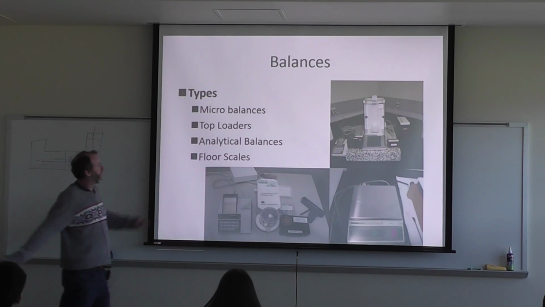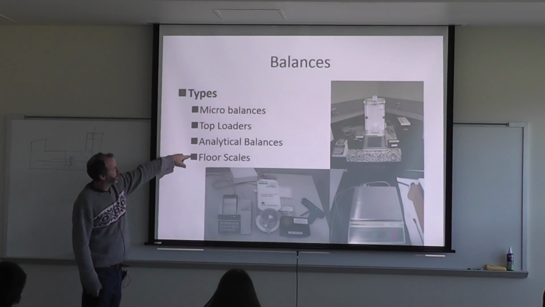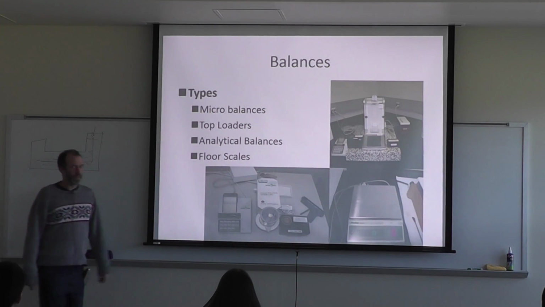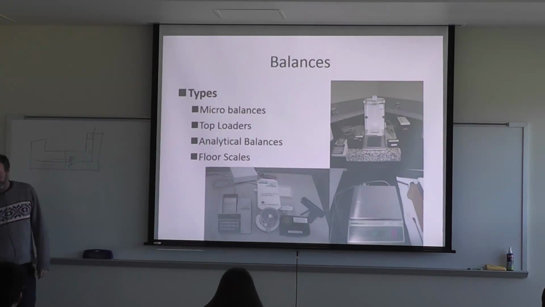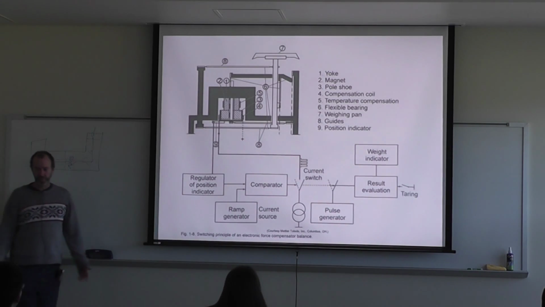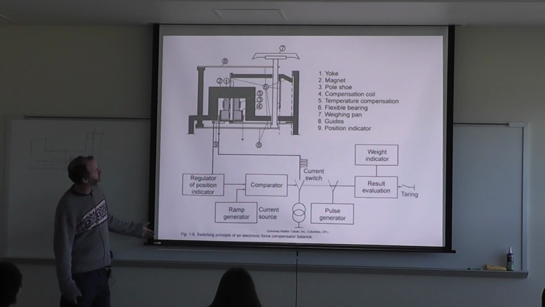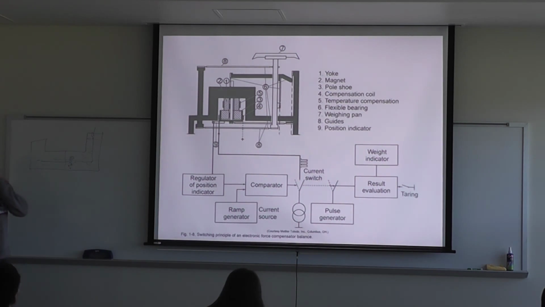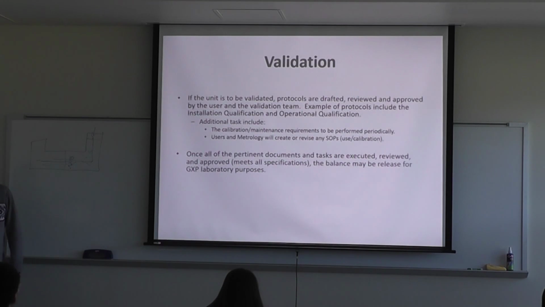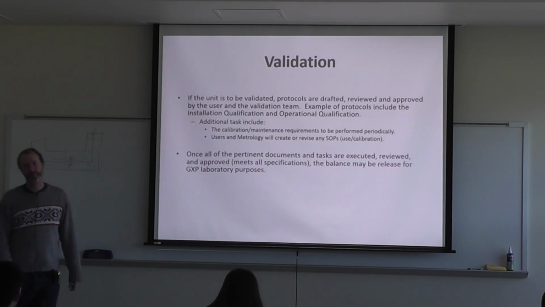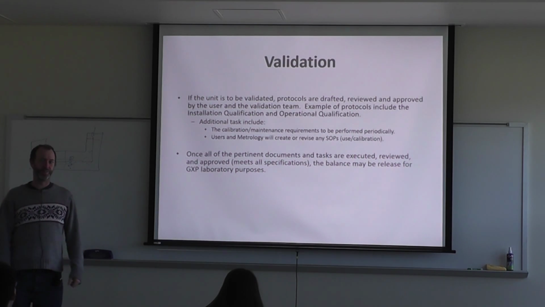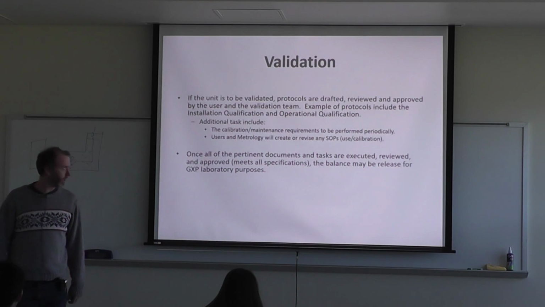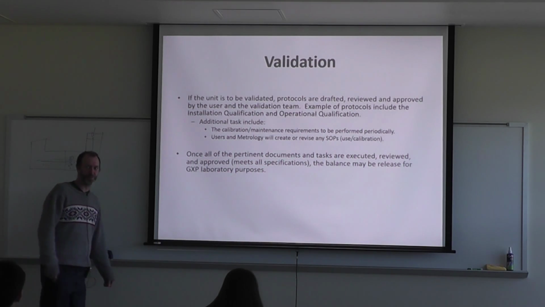So balances: we have microbalances, top loaders, analytical balances, and floor scales. You guys know the differences between those, I'm sure, right? This is a figure from your book that shows you how the electrical ones work, I think. Validation: we have this really exciting lab we're going to do where we run through the quality control with our balances with the specified weights. It's real exciting. I love it. I know you guys will too.